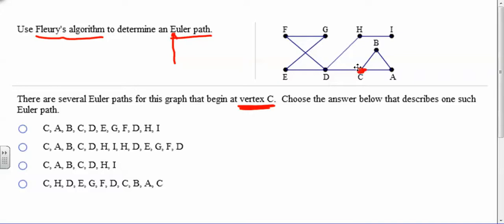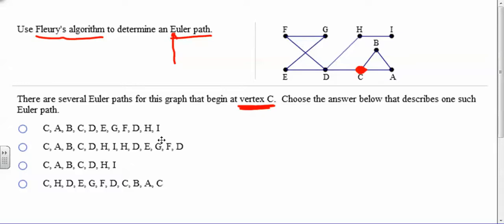So C is right there. And what we want to do is create a path going from edge to vertex to edge to vertex, and use all the edges in the graph exactly one time. So not more than one and not less than one time. So to do that, we can look at our options if we want. If you want to just trace all of these paths, you could do that.